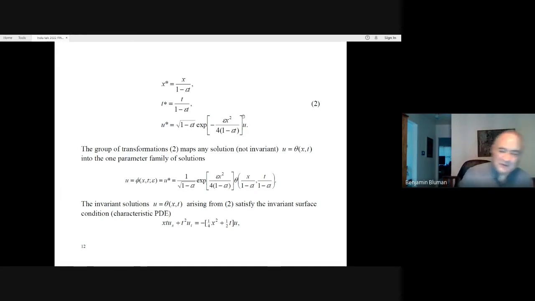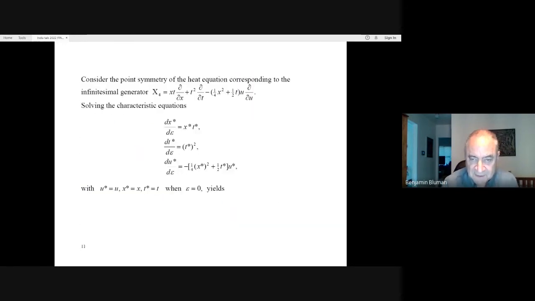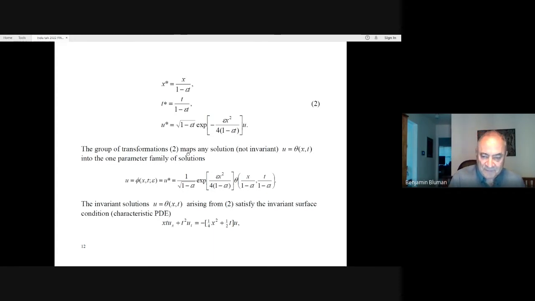Now, the first thing I want to do is say, remember I showed a formula earlier, this formula over here, the functional equation that the solution maps into, the one parameter family of solutions. So if you take that formula and apply it to this situation, what you would find is that the group of transformations two, this projective transformation, maps any solution which is not invariant, u equals theta of x and t, into the one parameter family of solutions exhibited here. This is not obvious at all that this is a one parameter family of solutions of the heat equation, but you can check that it is, of course.